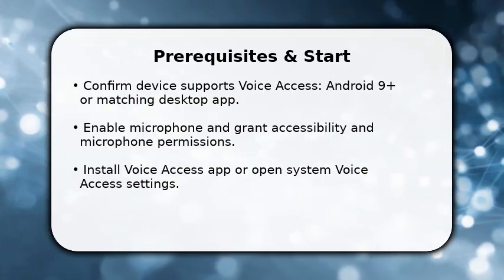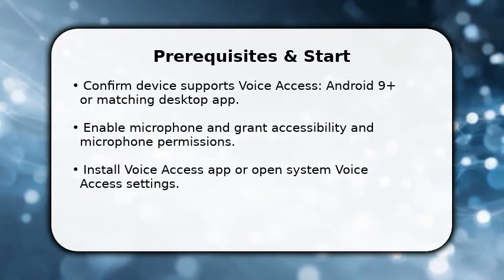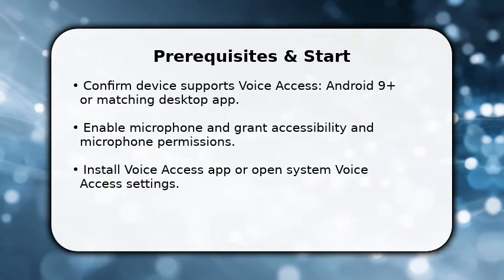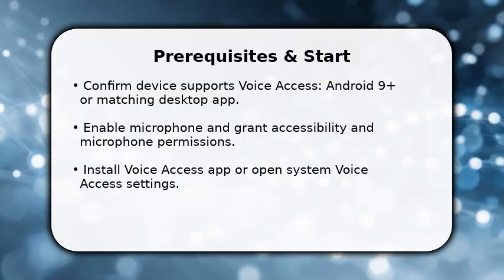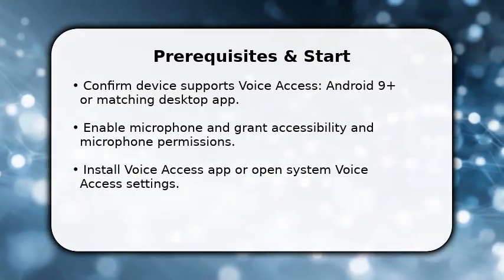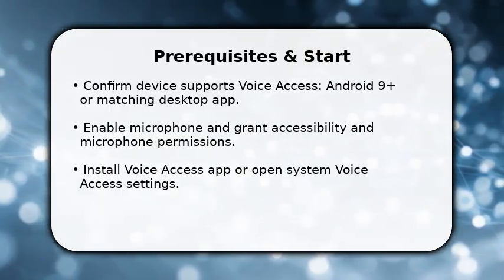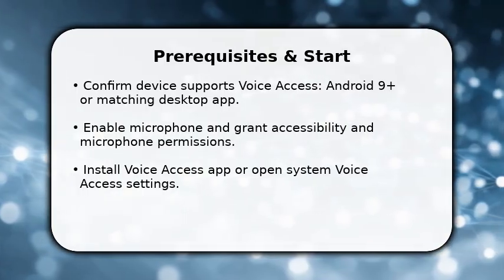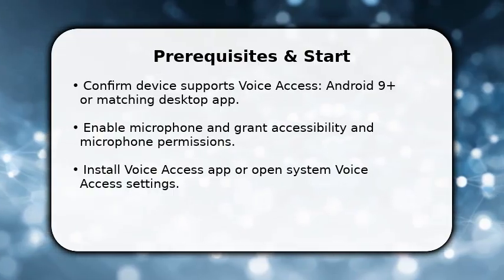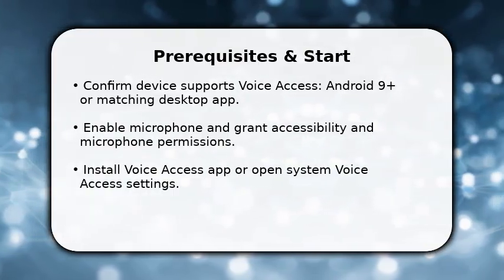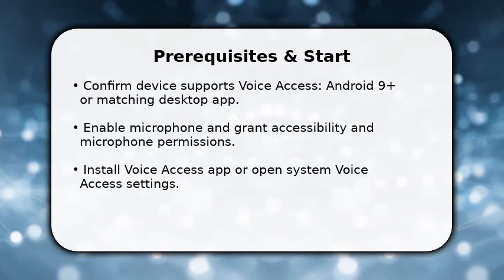You're starting now? Check your device supports voice access and has an active microphone. Once confirmed, install the Voice Access app or open the built-in voice access settings. Next, enable accessibility permissions so the system can control UI elements and grant microphone access so speech is captured. Make sure you sign in to the same account used for personalization because voice models improve with usage. Finally, restart the device or the app to apply permissions before moving to the next configuration steps.